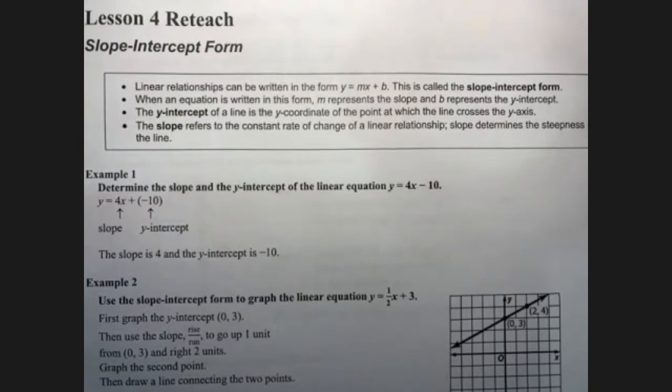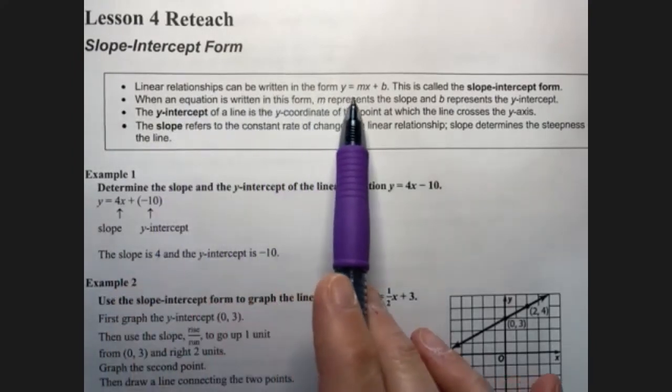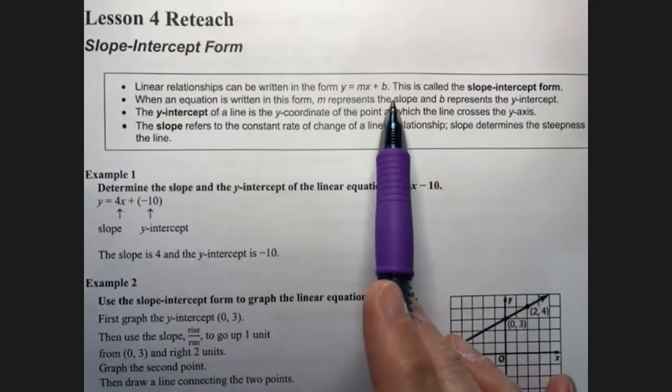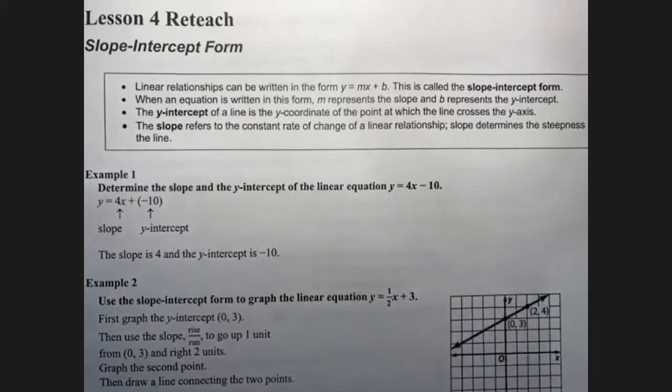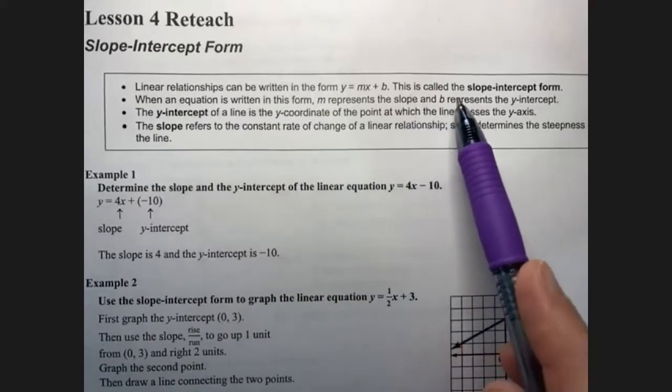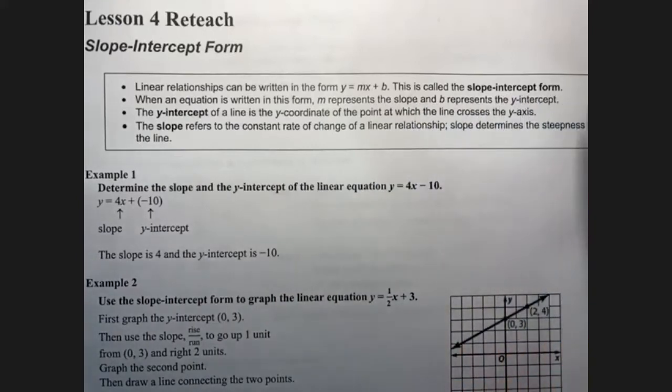Okay, so linear relationships can always be written in the form y equals mx plus b. And so you see that when you see an equation. You don't know what the parts are, we're going to talk about it. So this is called slope-intercept form.